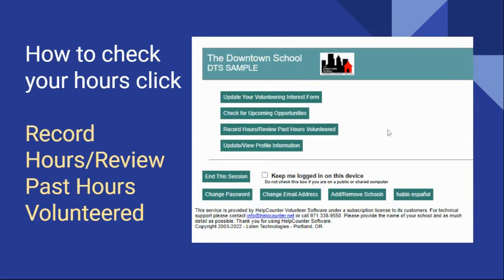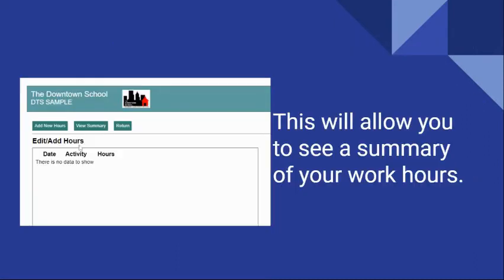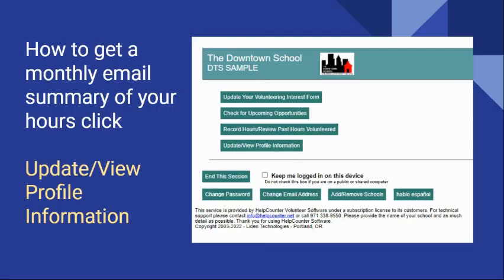The other tab I think that you'll find very helpful is the record and review past hours tab. That allows you to see all your summary hours. And if you did work like cutting and pasting from home or something like that, it would allow you to add some new hours here from this screen too.